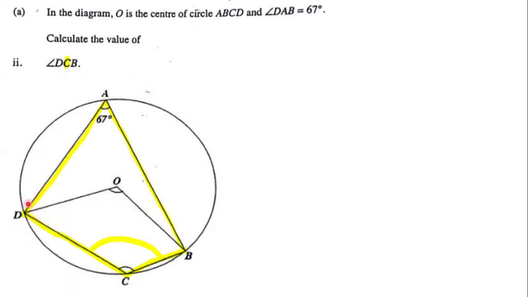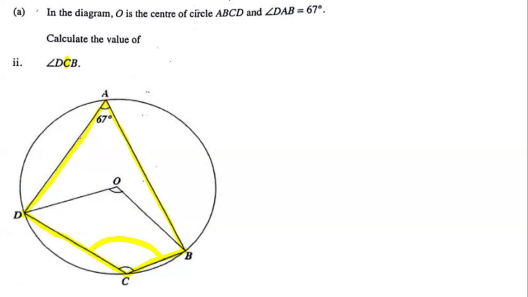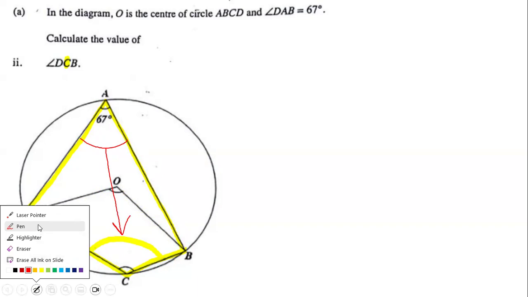The reason it's a cyclic quadrilateral is because all 4 vertices of this quadrilateral lie on the circumference of this circle. And if we notice carefully, this angle right here, 67 degrees, is the angle that's opposite to this particular angle. And so there's a theorem that we could use that is helpful.